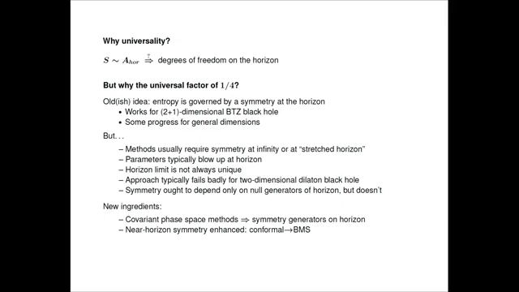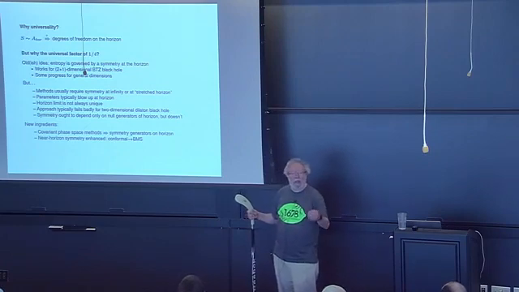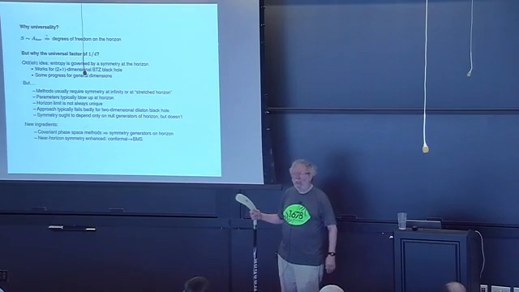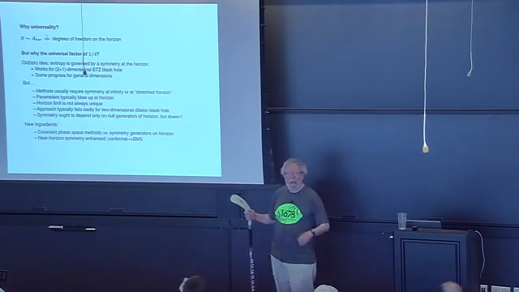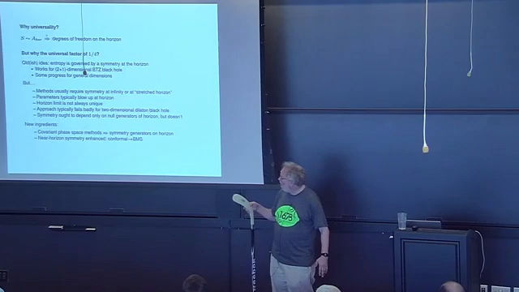In addition, these standard approaches, or these existing approaches, I don't want to claim they're standard, have failed miserably for what ought to be the simplest case, which is the two-dimensional dilaton black hole. And for higher dimensional black holes, they've had a similar problem, which is that morally, the symmetry ought to just depend on the null generators of the horizon. But in practice, you always have to put in some extra angular dependence just to make things work. So things have looked a little bit awkward.